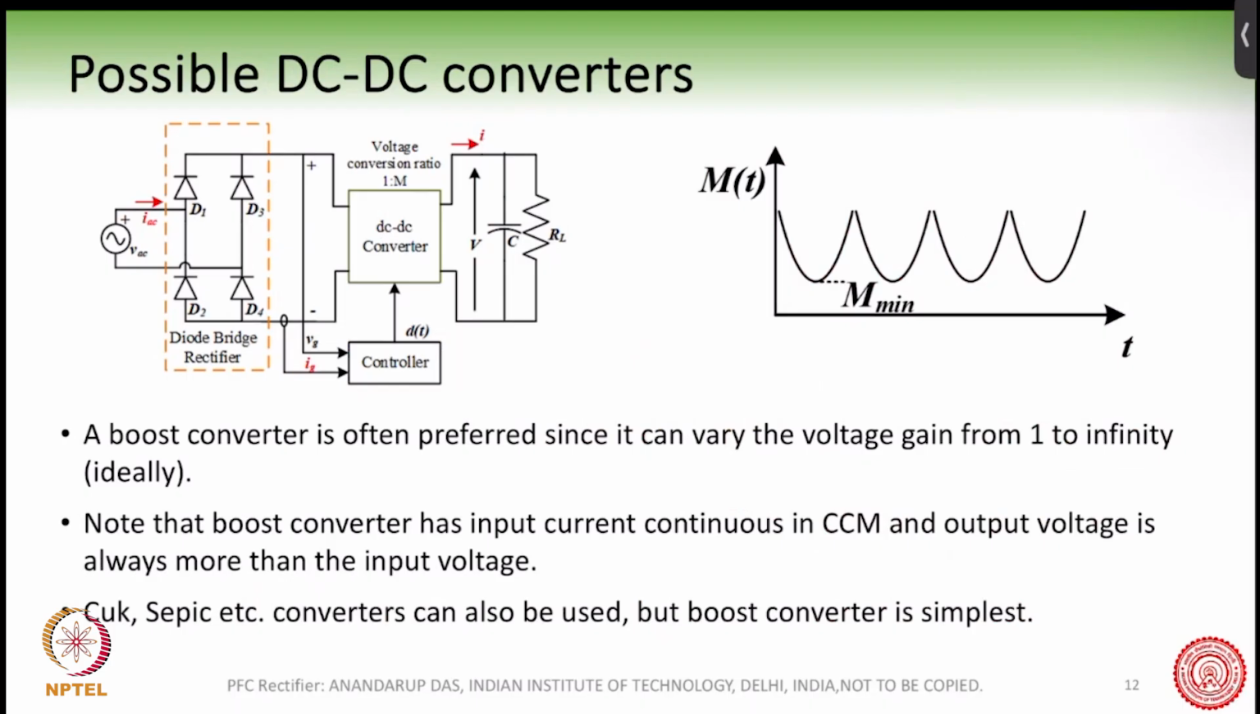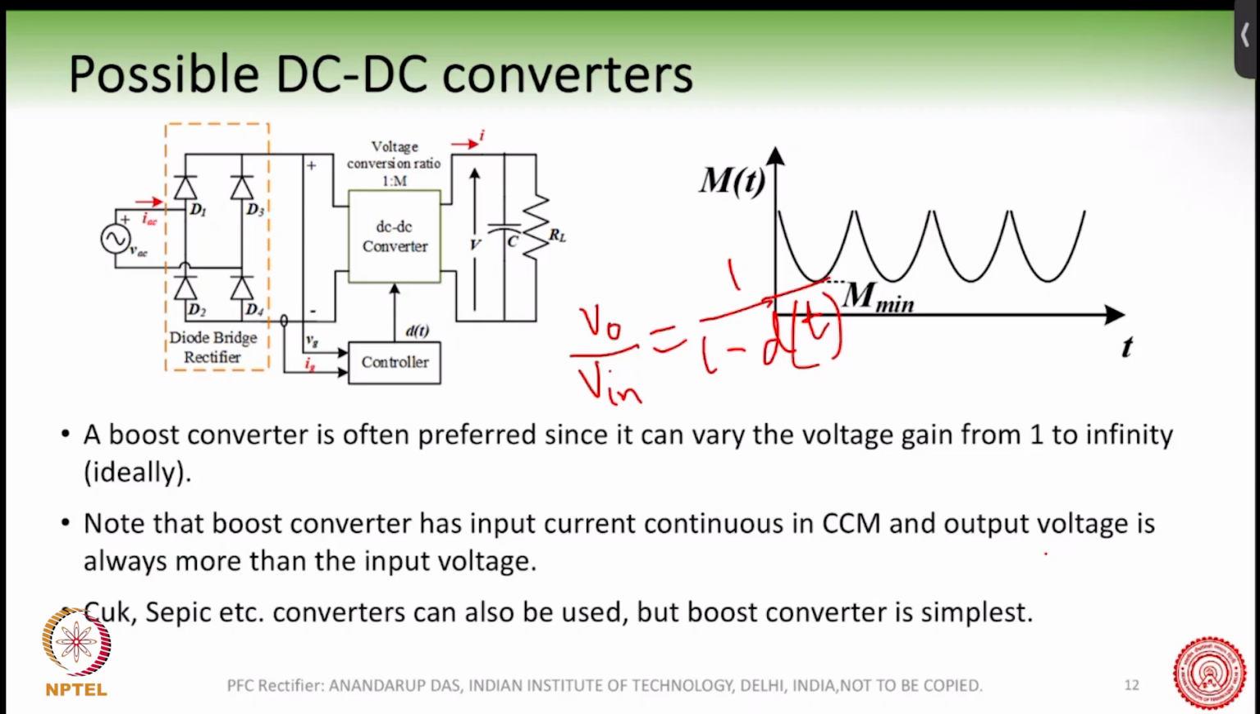So here you can see the voltage conversion ratio. As I was telling you, for a boost converter, just for your understanding, V0 by V in is equal to 1 by 1 minus D. This is the voltage gain expression of a boost converter. In this case, the D is varying. As I told you, this D is no longer a fixed value, but is now a function of time. Okay, fine.